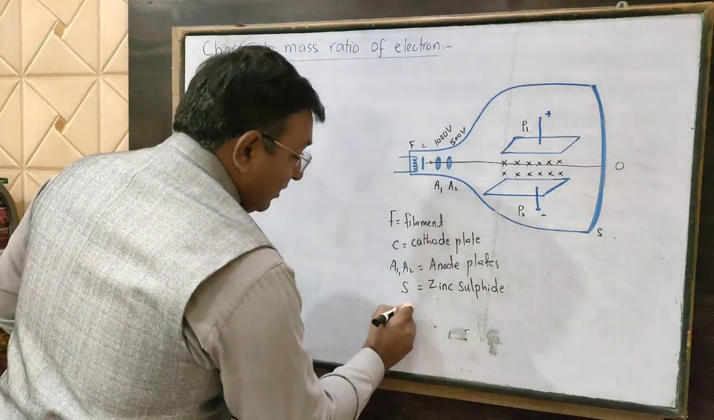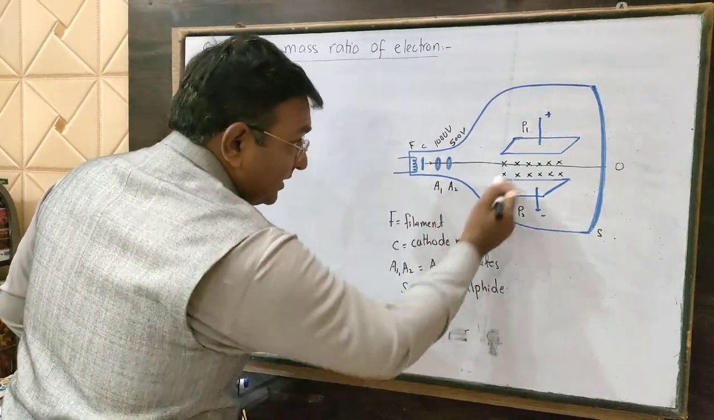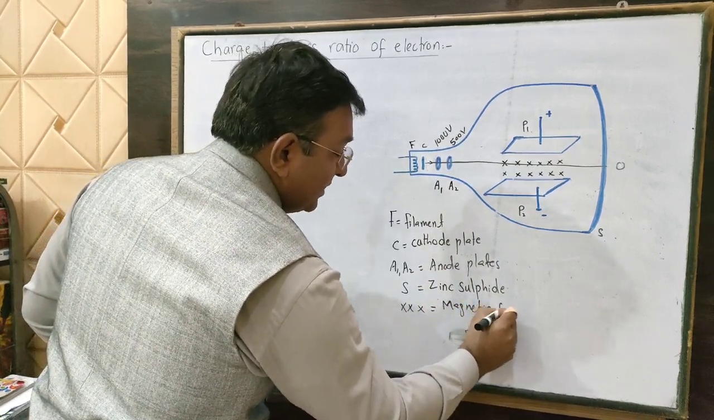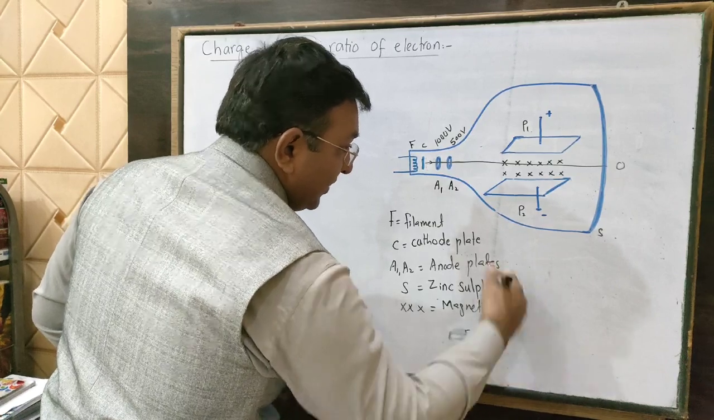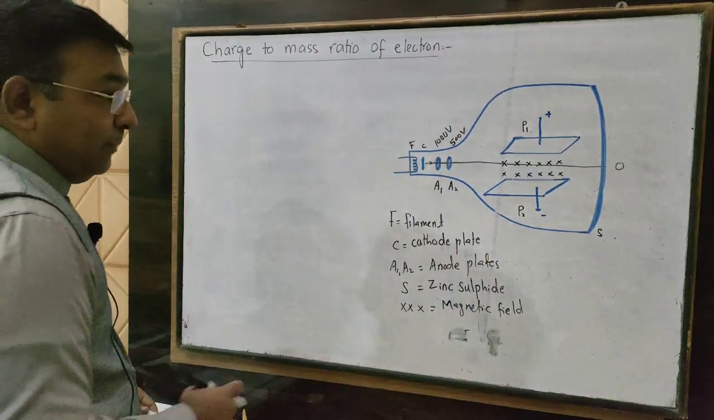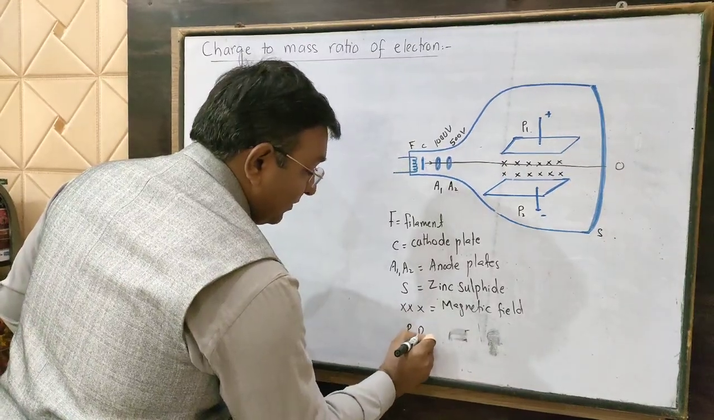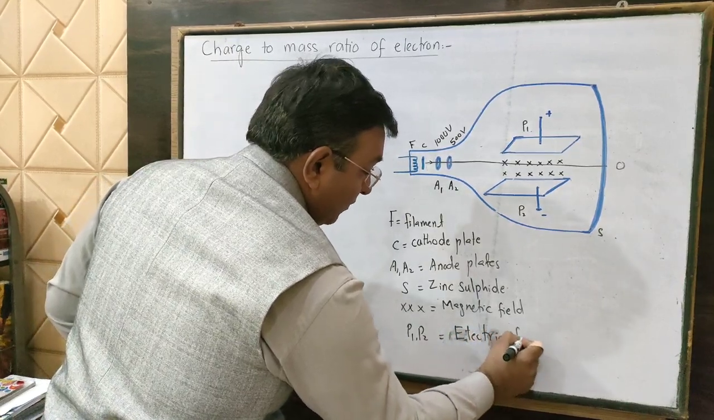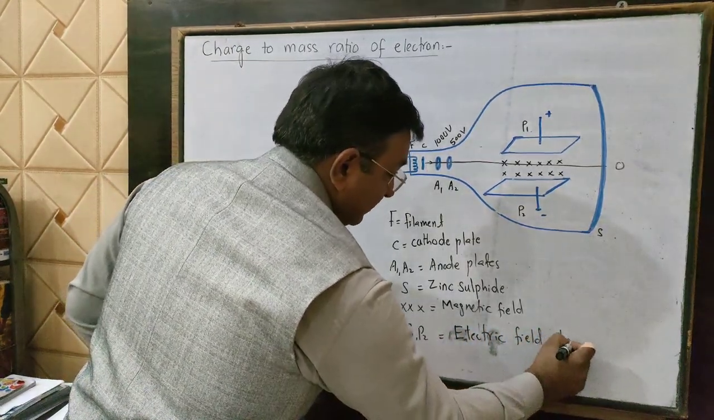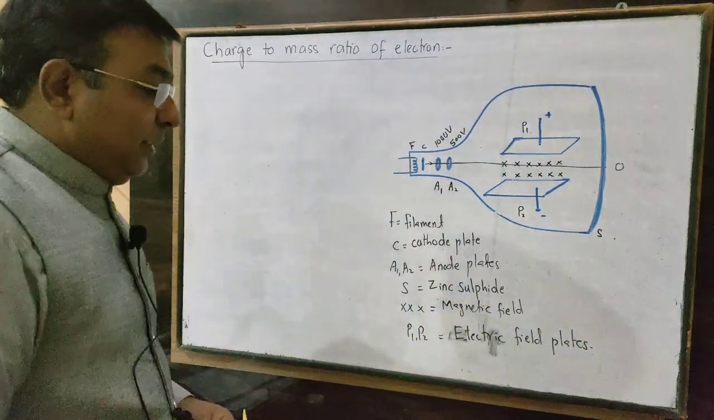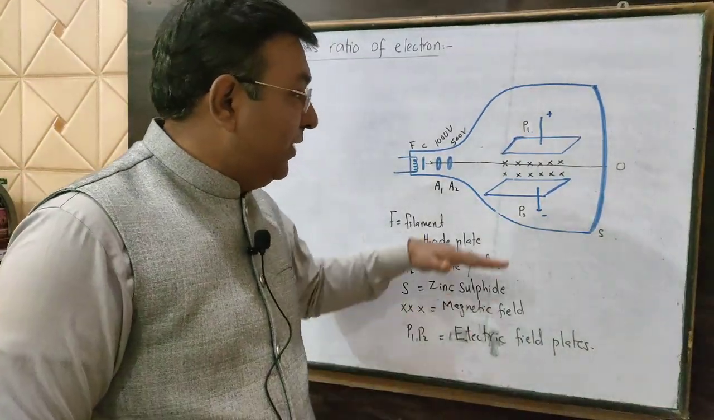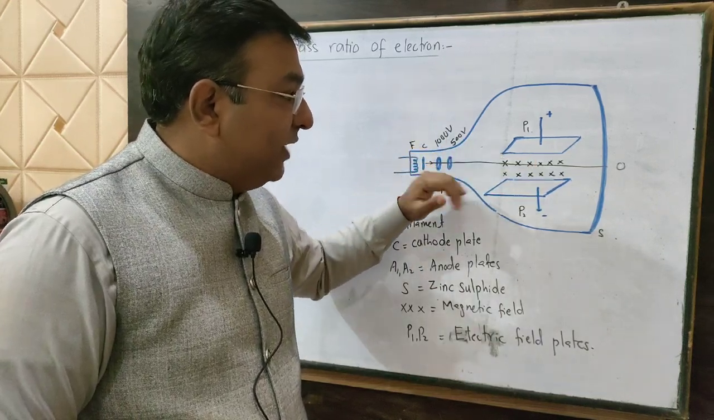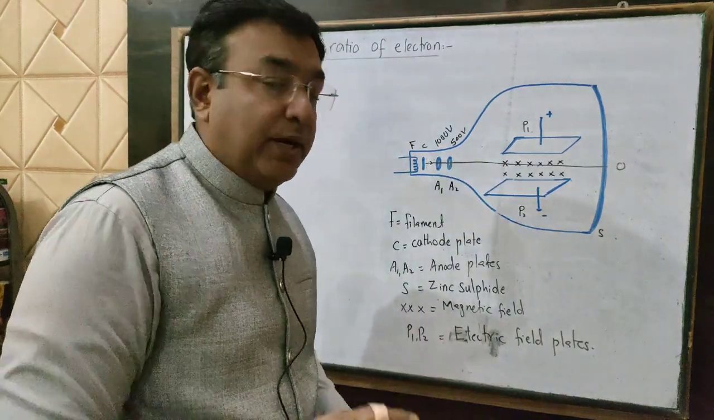But if we provide the magnetic field, these crosses are indicating the magnetic field which is inside the board. Its direction is toward the board, and P1 and P2, these two plates, are the electric field plates. Now if we consider just the effect of the magnetic field on the electron beam, this electron beam is deflected in the downward direction according to the right hand rule.